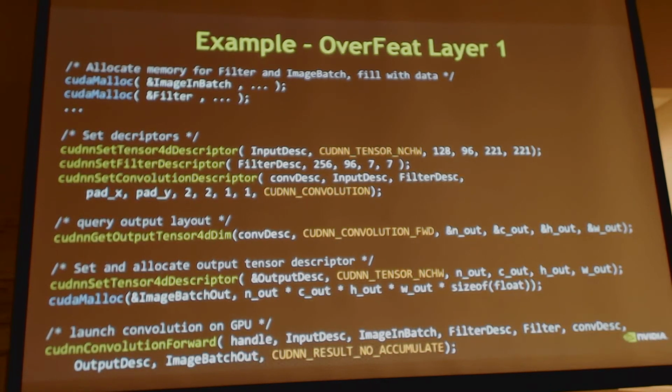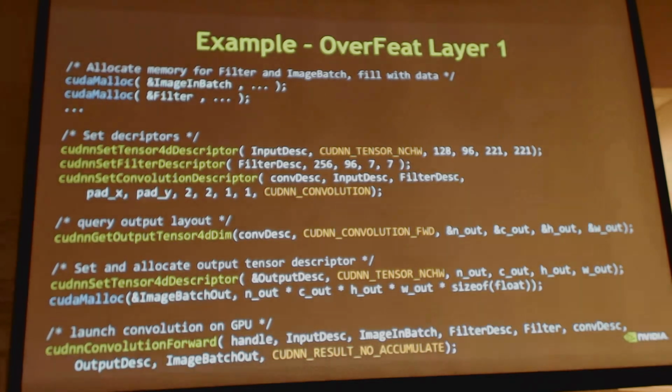This is a small snippet of what your code would look like using cuDNN. We start off with a set tensor 4D descriptor, which is the data structure that you use to store this 4D tensor that represents your image data. There's a filter descriptor, which is another opaque descriptor that describes your filters. And then the convolution descriptor specifies the parameters of the convolution, for instance, the strides, what kind of padding you want, whether you want to do a convolution or a cross correlation, all of that.